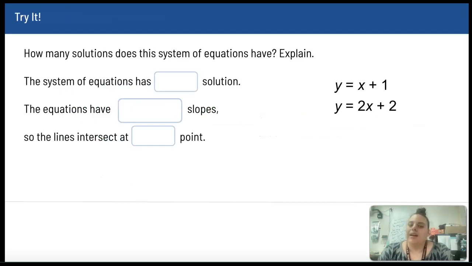You try it. How many solutions does this system have? y equals x plus 1, y equals 2x plus 2. The equations have same or different slopes. So the lines intersect at 0, 1, or infinitely many points. Fill in your blanks.